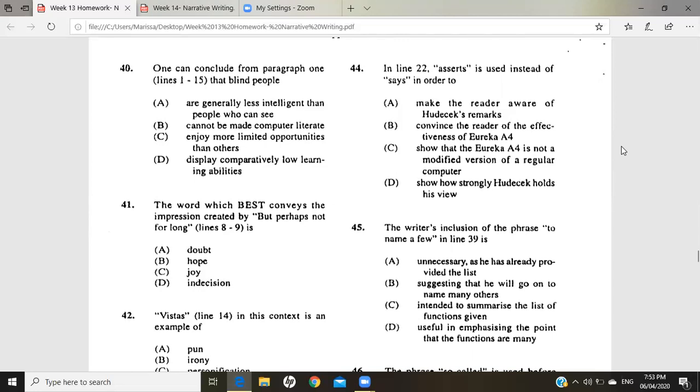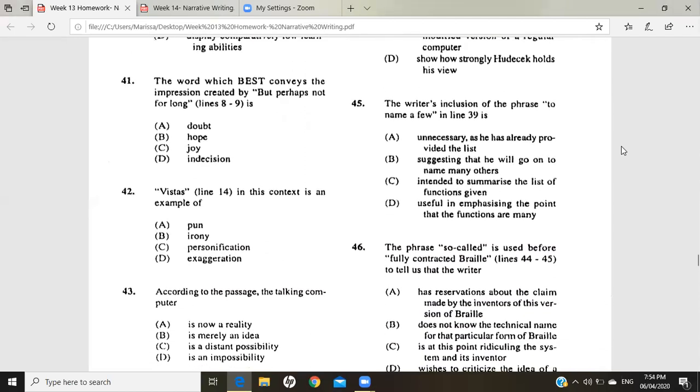Not to convince the readers, but remember, if you are asserting something, it means that you are declaring it because you are confident about what you're saying. Or maintaining your same statement. So the best answer would be D, to show how strongly Hudesek holds his view, because if he's being assertive, it means that he's very confident, he's strong about what he's saying.